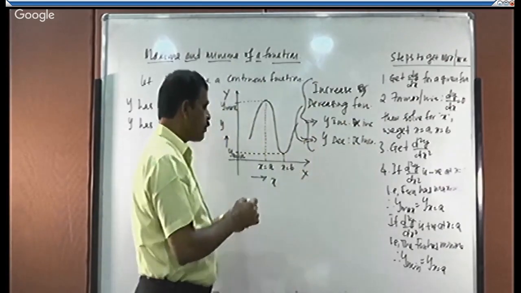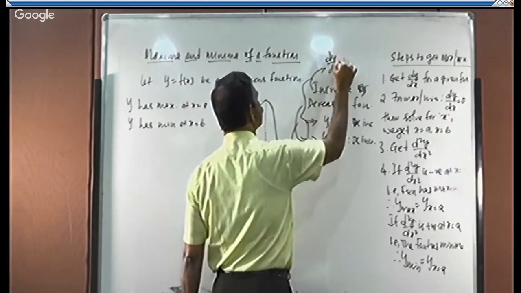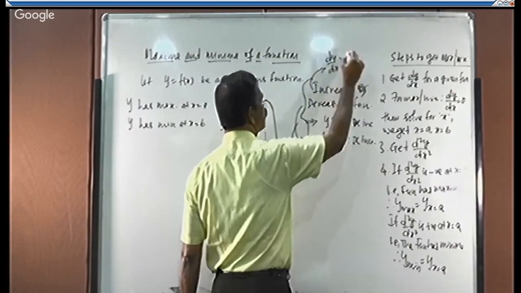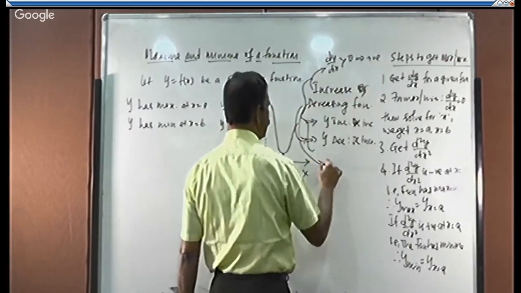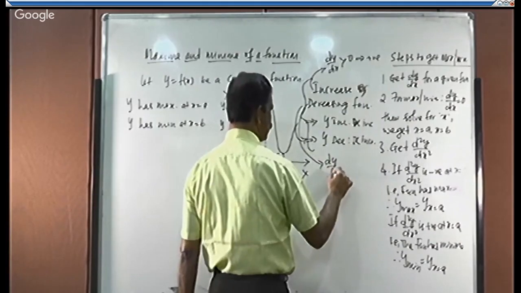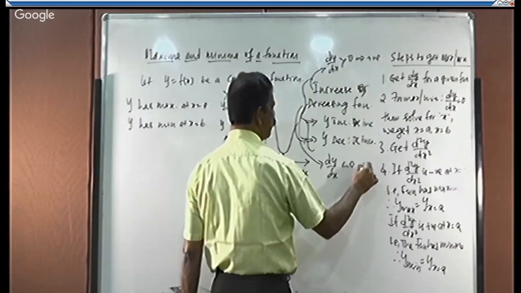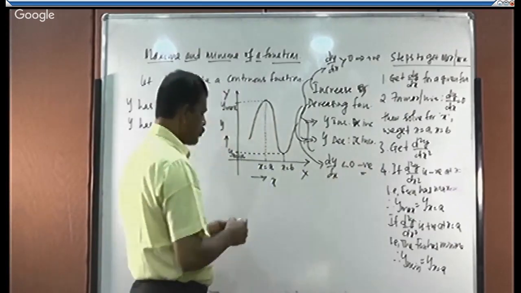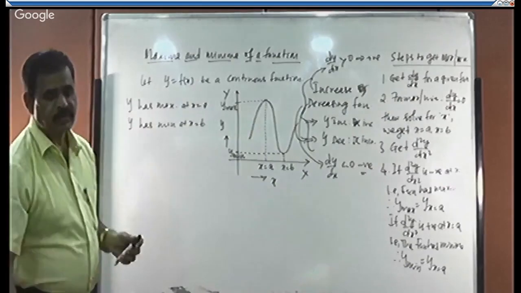For an increasing function, dy by dx is always greater than 0, positive. For a decreasing function, dy by dx is less than 0, that is negative. Okay, so that is not so important. Getting maxima and minima of a function is important.